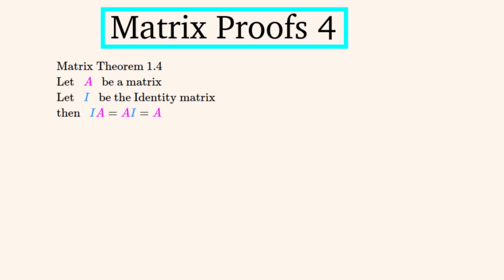Hello and welcome to this video about matrix proofs. In this video we'll prove this theorem about the identity matrix. That is, that multiplying it by any matrix on either side will leave the matrix unchanged. So this is the matrix equivalent of 1.